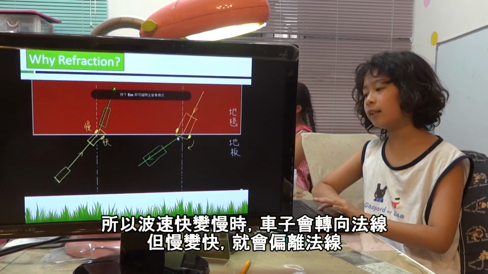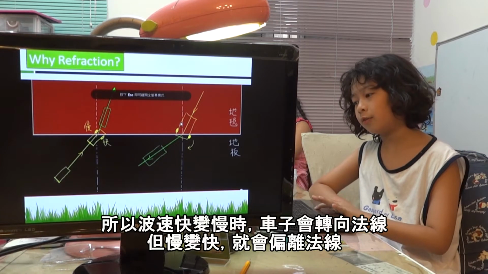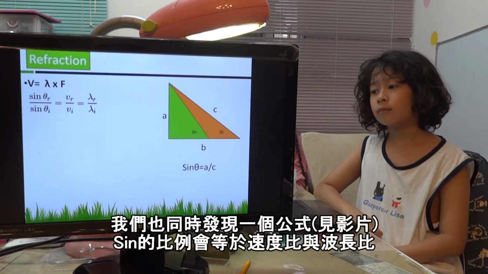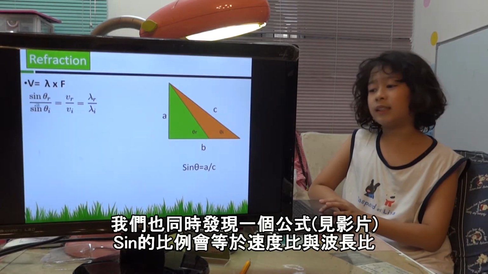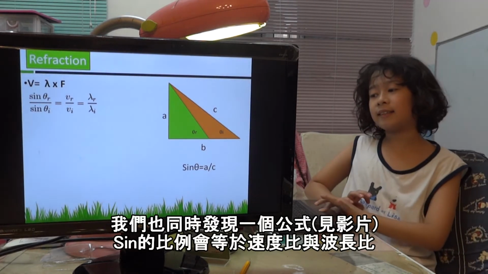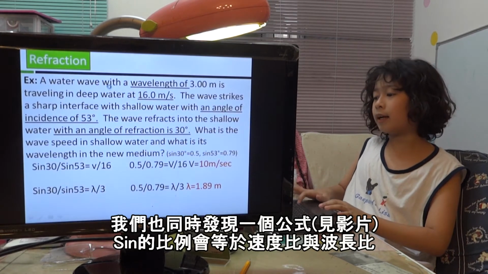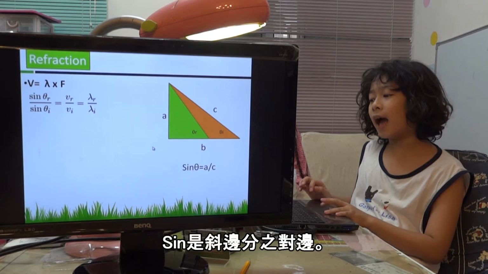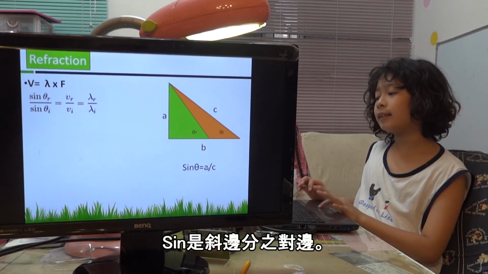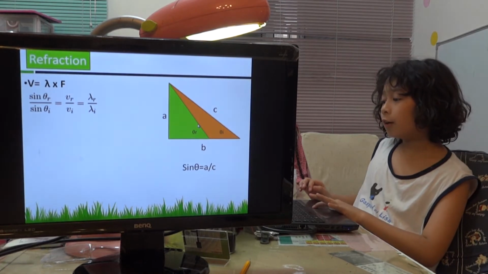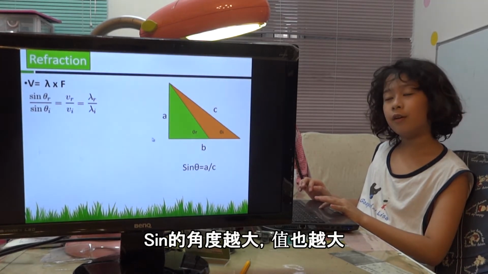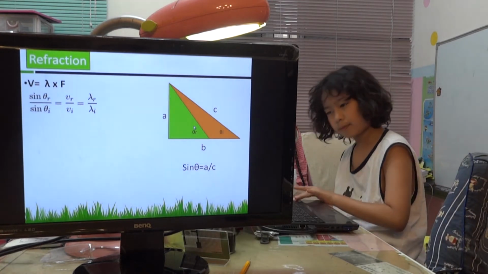But in this position, it usually goes like that, but it leaves the normal. It's farther from the normal. So, what is refraction? Well, there's an equation they found. Sine theta r over sine theta i is equal to their velocity ratio and their wavelength ratio. What is sine? The sine of theta r is a over this, and the sine of theta i is a over c. We know the angle theta r is greater than theta i, so the sine is greater. The bigger angle you have, the greater sine you have.